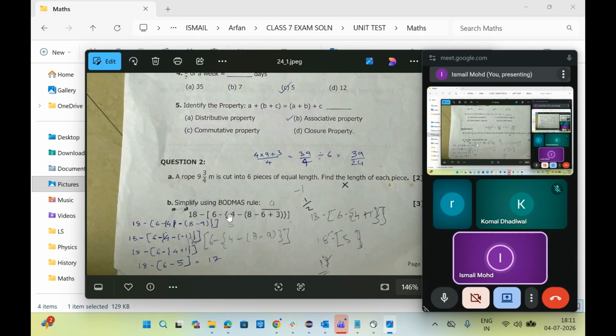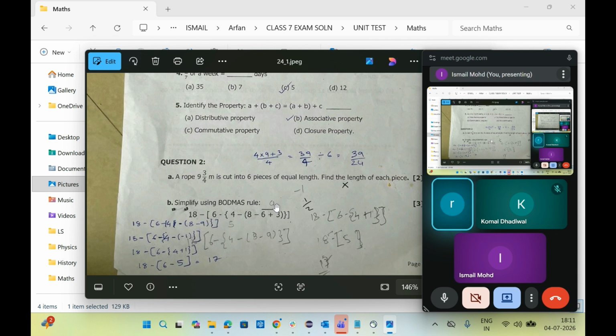So in this case there is no division or multiplication, just simple addition and subtraction. So we will solve the innermost bracket. This is 6 plus 3, which is 9. Then 8 minus 9, how much? 8 minus 9 would be minus 1.